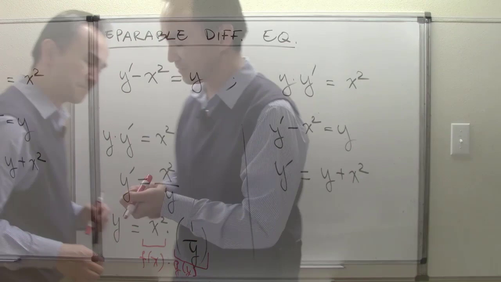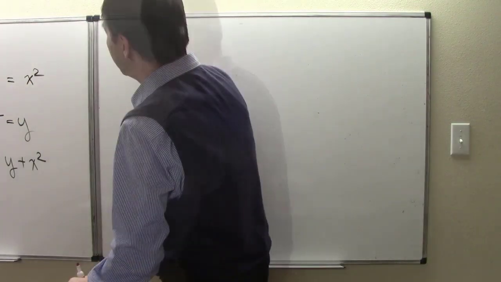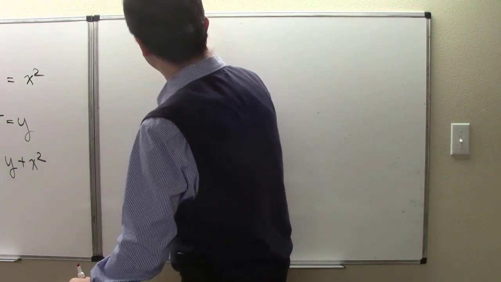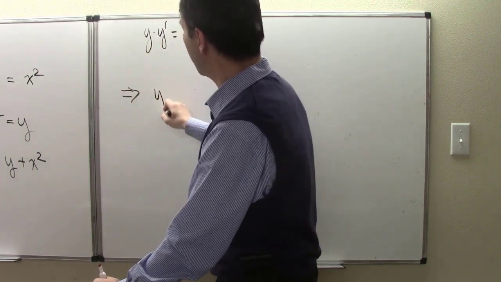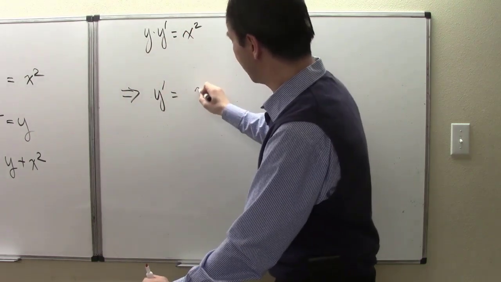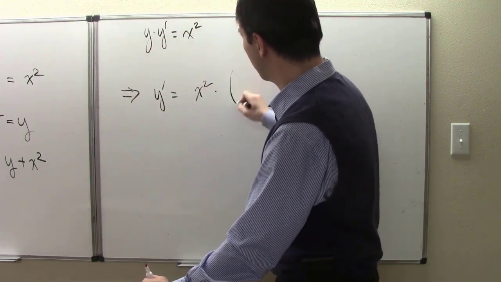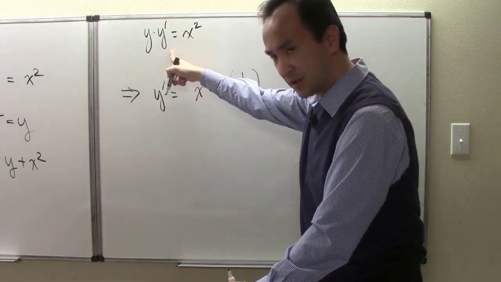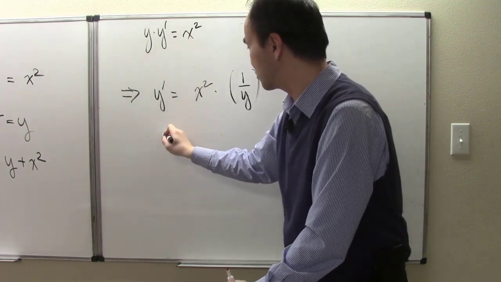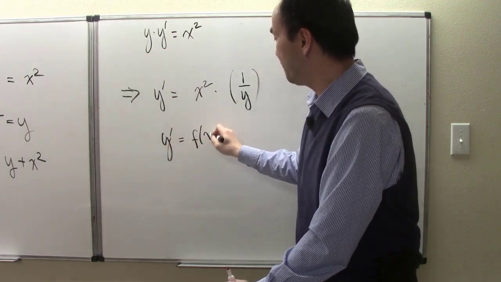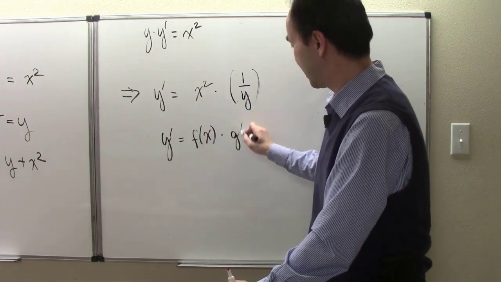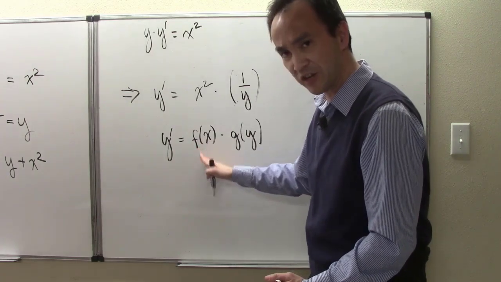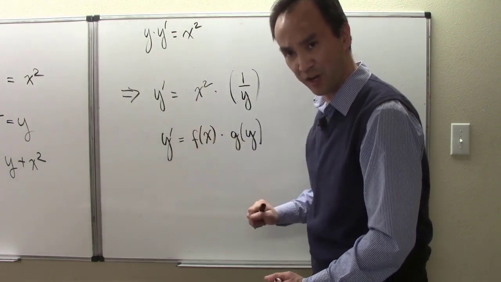So consequently, the equation y times y prime equals x squared can be re-expressed as y prime equals, in what I did earlier, x squared times 1 over y. This differential equation from the beginning can be re-expressed as a product of some function of x and another function in terms of y. That's a nature in this specific equation that I wanted to point out.